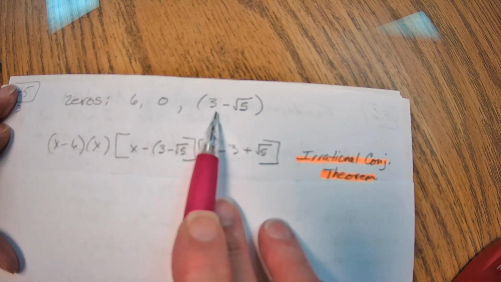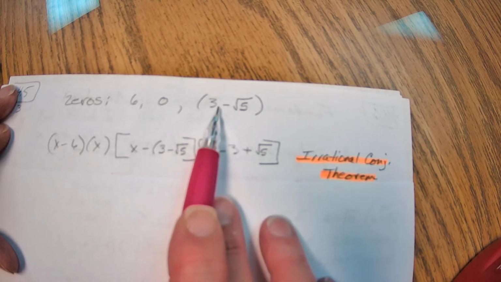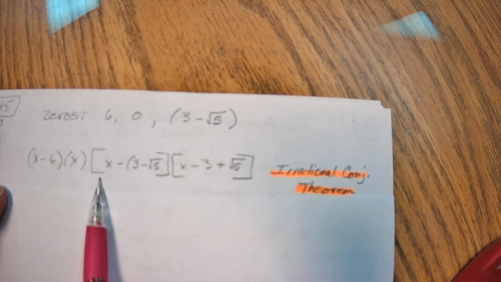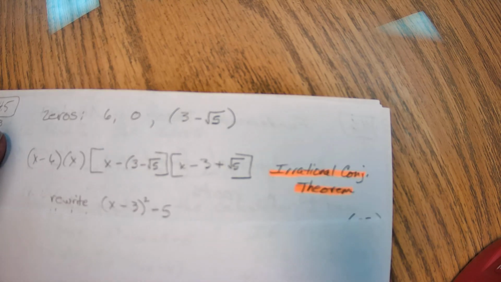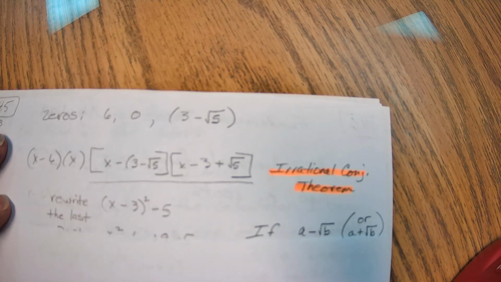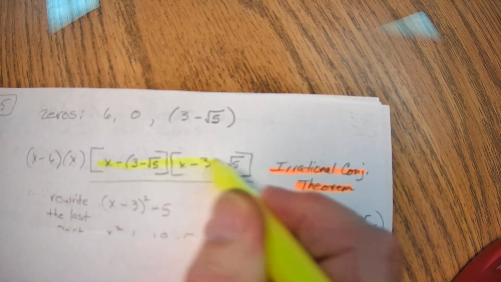And if this is one of my zeros, then I know, remember the irrational conjugate theorem, that if this is one of my zeros, then so is this. So this is how you would see this written in the book. This whole thing times this whole thing, that's a mess. I need to make that look like something I can work with. So I'm going to rewrite this part right here. Let me get a highlighter. I'm going to rewrite this whole part right here.